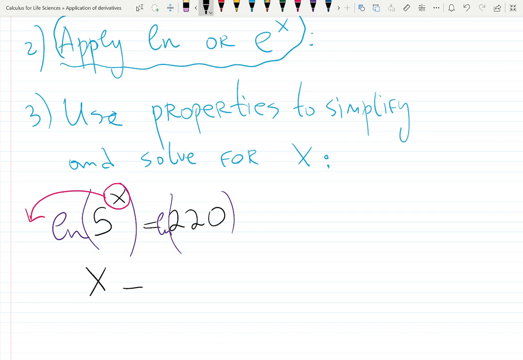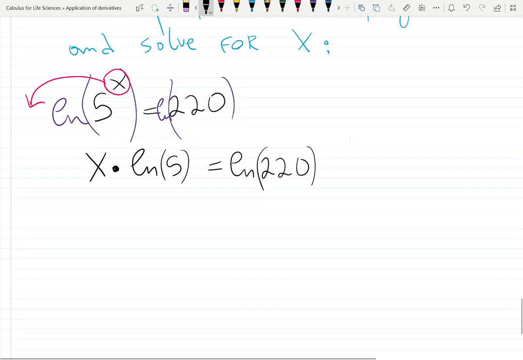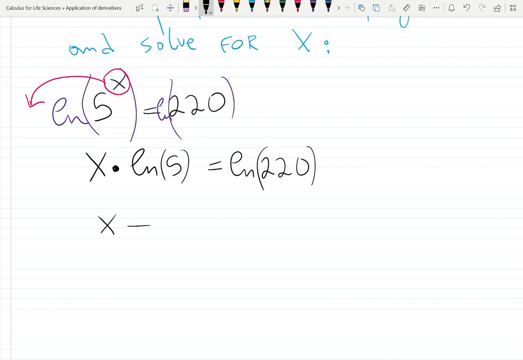And that's the whole point. We do not like that x was the exponent. It's too hard to retrieve it from there. We do know how to solve equations when x is multiplied by stuff. So we have x times ln of 5, which is some kind of number, equals ln of 220, which is also some kind of number. Divide by whatever is attached to x, which is ln 5. And it's going to be ln 220 over ln 5.